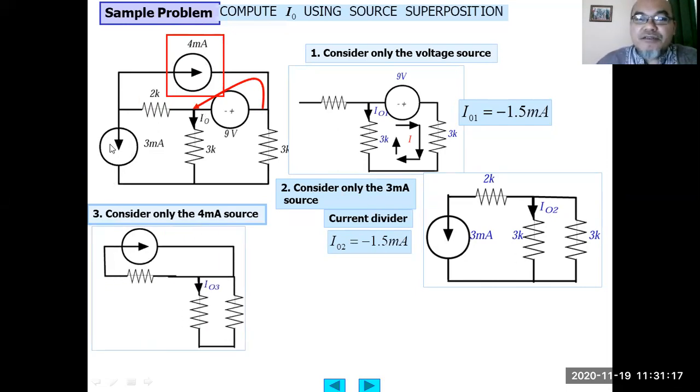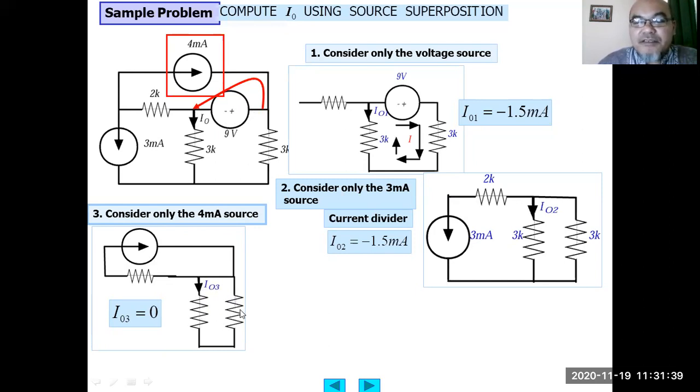This 3 milliampere source is short circuited, and the 9-volt voltage source is short circuited. Okay. So from here, we obtain IO3 to be 0 ampere. Why is that? Because here they are parallel, but no current flows through here. Okay, because it is also floating.